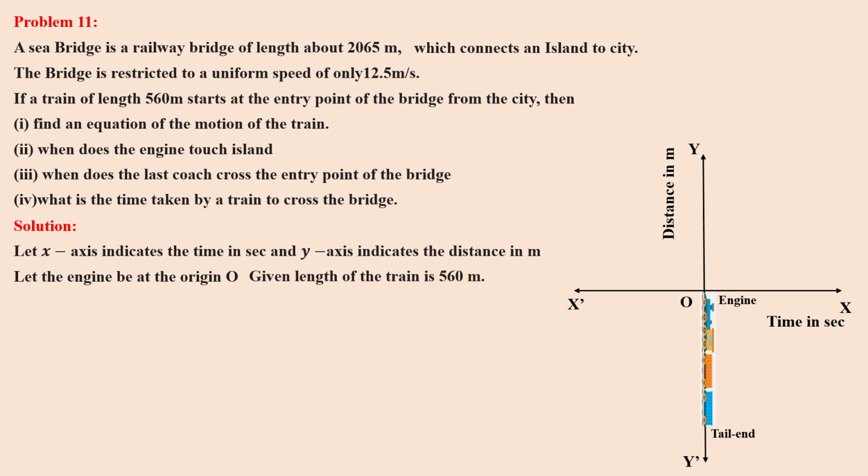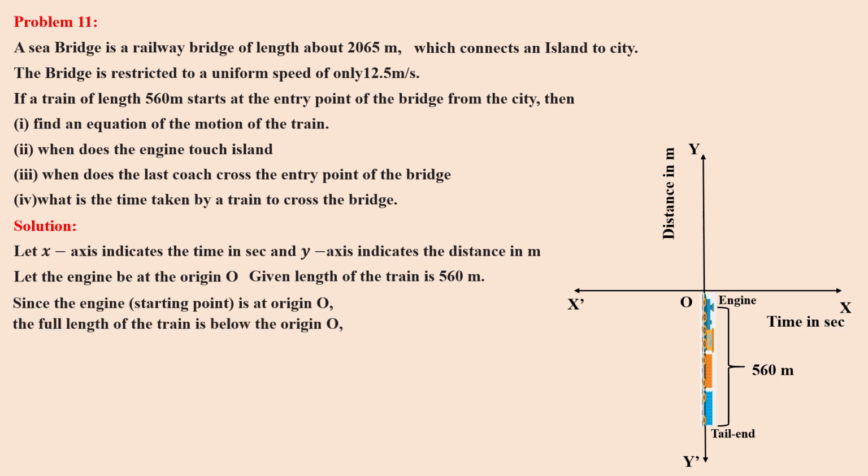Given the length of the train is 560 meters. So this is 560 meters. Since the engine starting point is at origin O, the full length of the train is below the origin, correct? So engine is at the starting point, right? So that is below the origin, that means negative side of the y-axis. The line of motion L cuts the y-axis at minus 560.